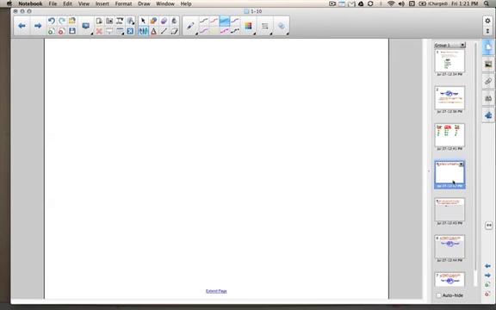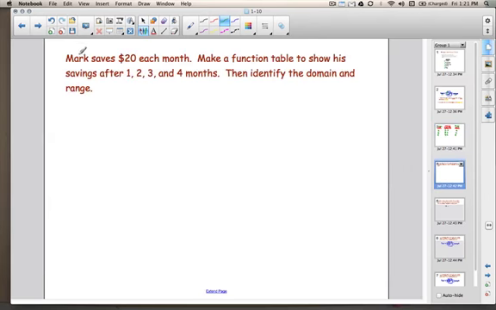Let's do an example. In this example, Mark saves $20 each month. We need to make a function table to show his savings after 1, 2, 3, and 4 months, and then we need to identify the domain and range. So we need to do two things here. First, we're going to make a function table to show his savings after 1, 2, 3, and 4 months, and the second thing we're going to do is identify the domain and range.